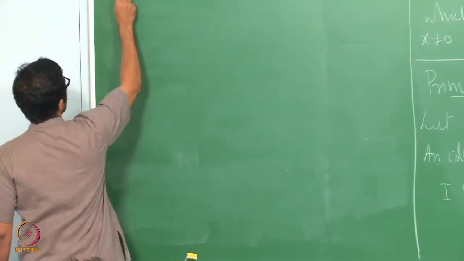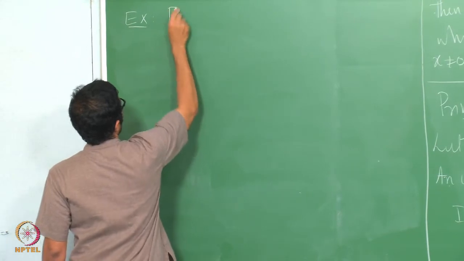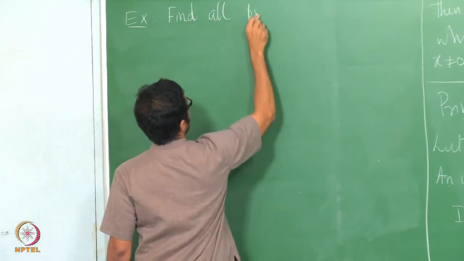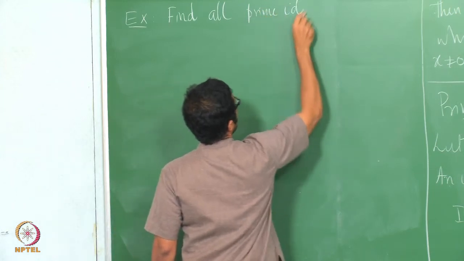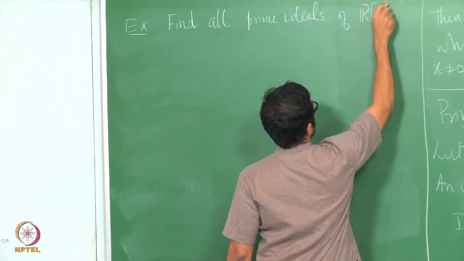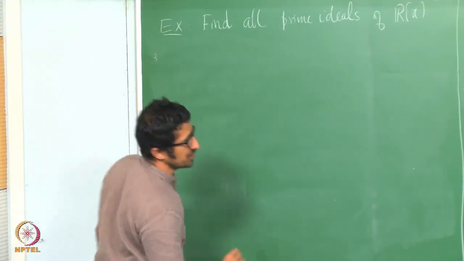So, I will leave this: find all prime ideals of R[x]. Now, let us move on.